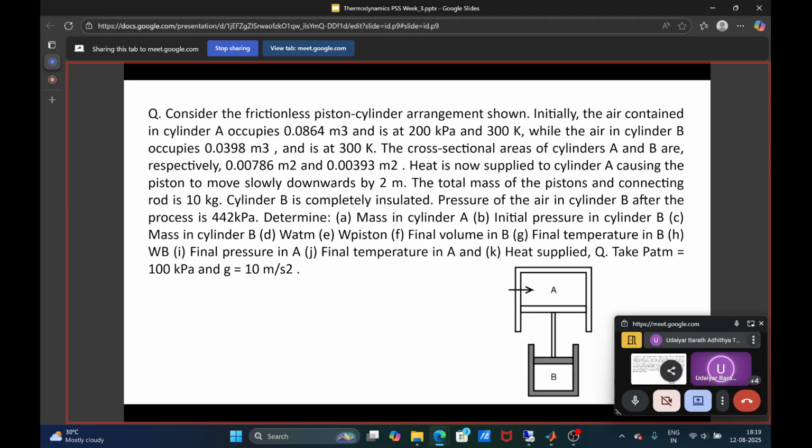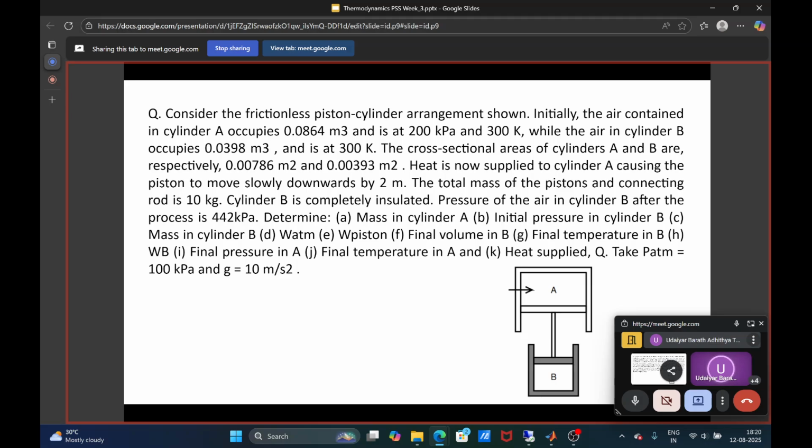Then moving on to the next question. Consider a frictionless piston cylinder arrangement shown. Initially, the air contained in cylinder A occupies 0.0864 meter cube and is at 200 kilopascal and 300 Kelvin, while the air in cylinder B occupies 0.0398 meter cube and is at 300 Kelvin. The cross-sectional areas of cylinder A and B are respectively 0.00786 meter square and 0.00393 meter square.